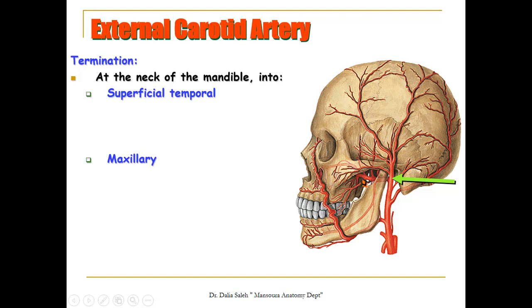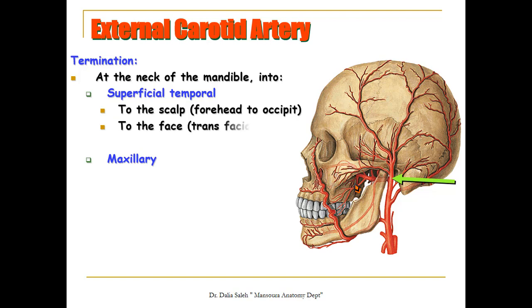Okay, so again the external carotid artery terminates at the level of the neck of the mandible into two terminal branches, superficial temporal over the side of the skull and maxillary close to the maxilla. The superficial temporal artery will supply the scalp, will supply the face through the transverse facial artery, and will also supply the ear.